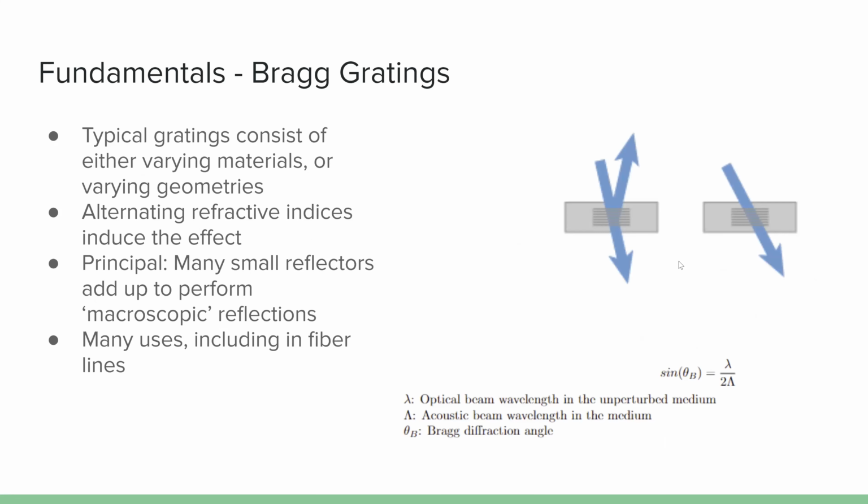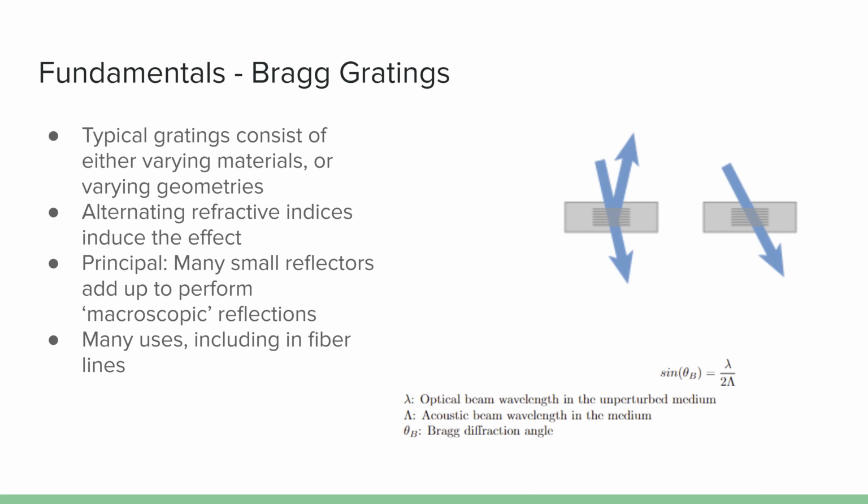So moving on from here. Now that we have an understanding of Bragg's law, let's go over Bragg gratings or diffraction gratings. Typical gratings consist of either varying materials or varying geometries. At least in terms of varying geometries, this can be done in a few different methodologies. As you can see from this image here, we have this grating indicated here. Typically, the point of which is to have alternating refractive indices. These alternating refractive indices act as many small reflectors that the incident light interacts with.